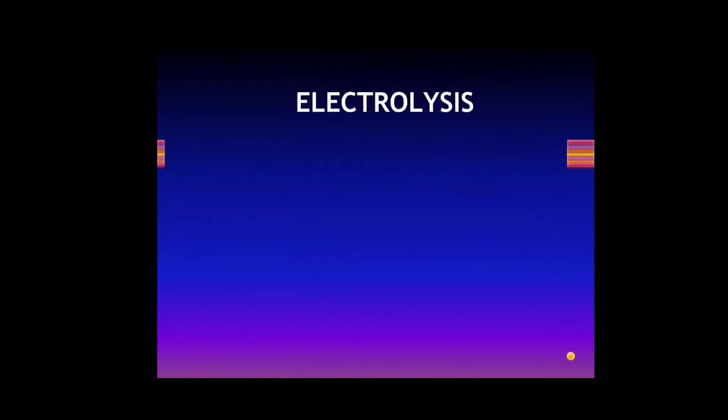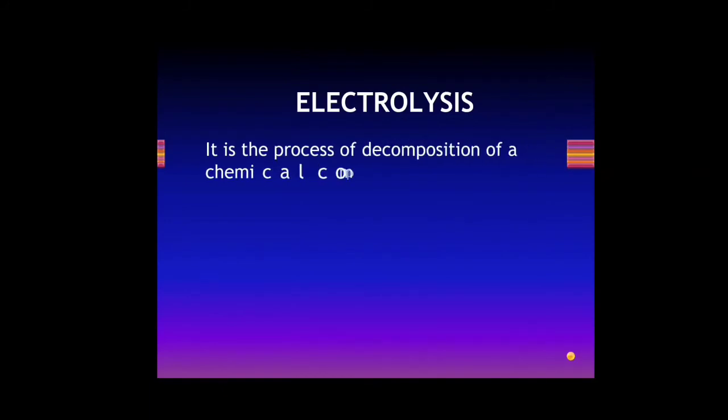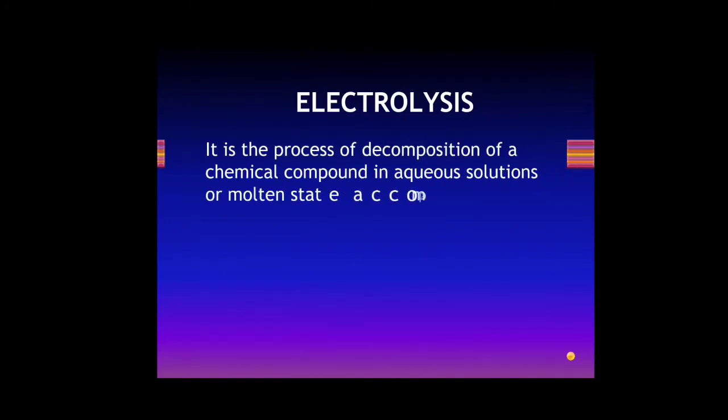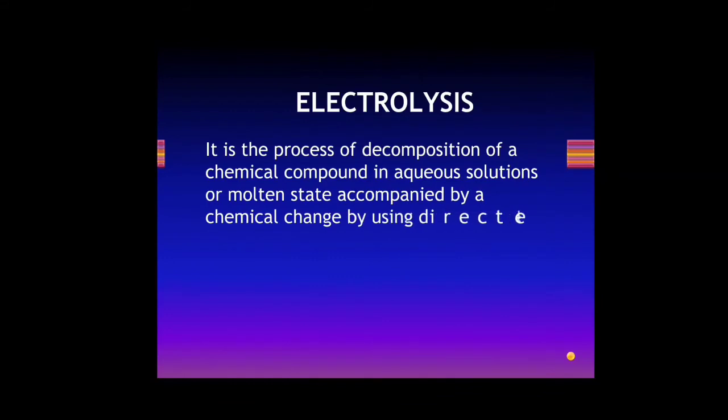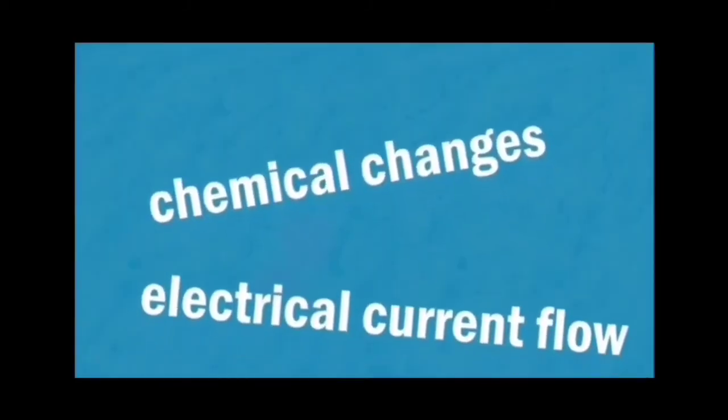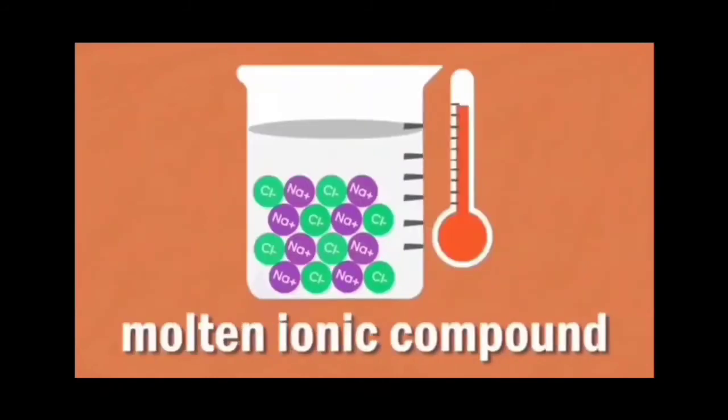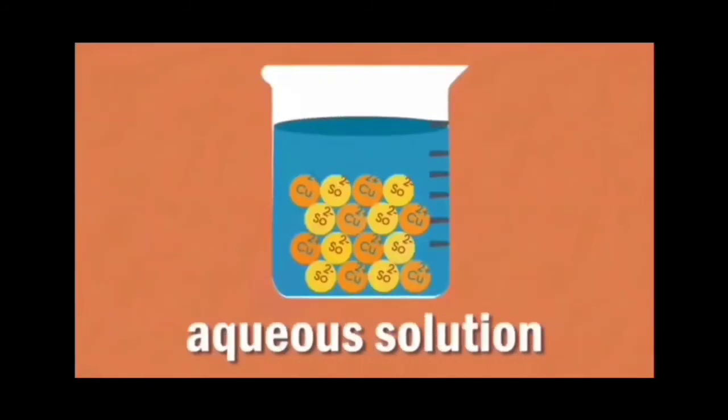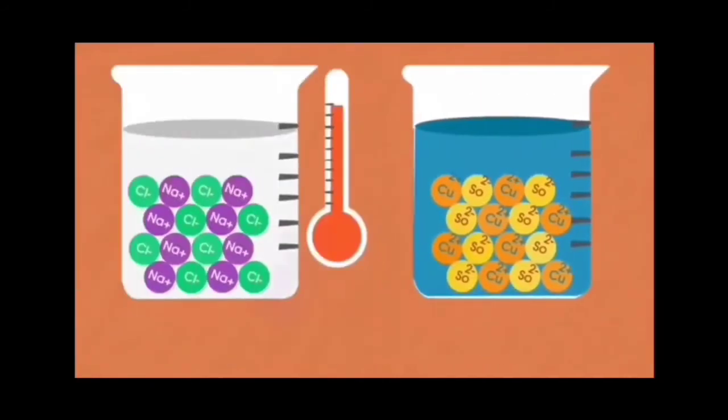So what is electrolysis? Let's see the definition. It is the process of decomposition of a chemical compound in its aqueous solution or molten state, accompanied by a chemical change, using direct electric current. So let us see this process of electrolysis once again. The ionic solution can conduct electrical current to cause separation or decomposition of compounds. It could be molten ionic compounds or aqueous solution.